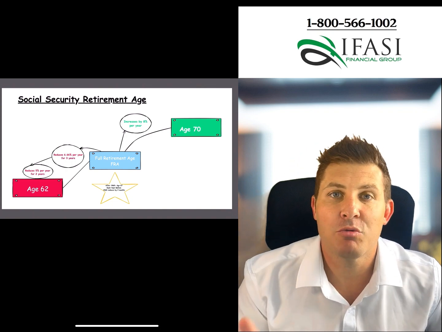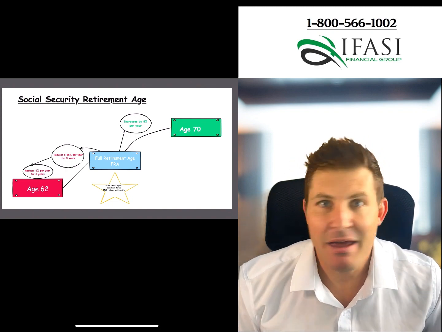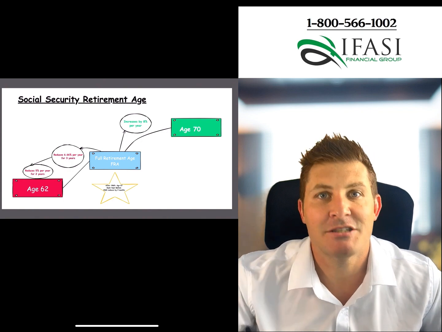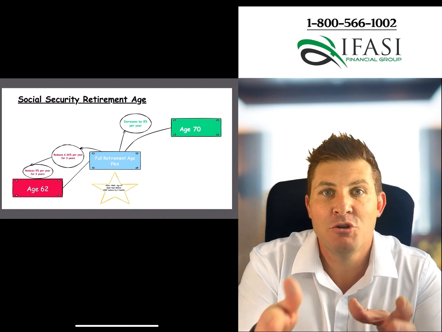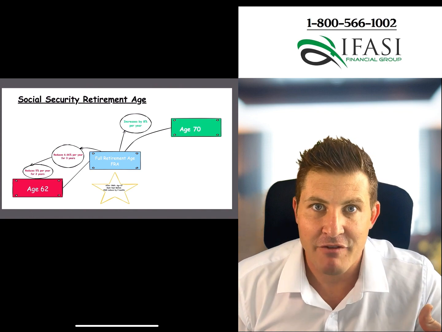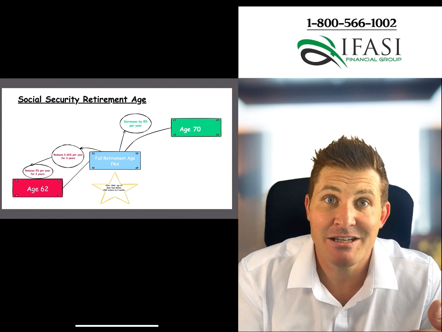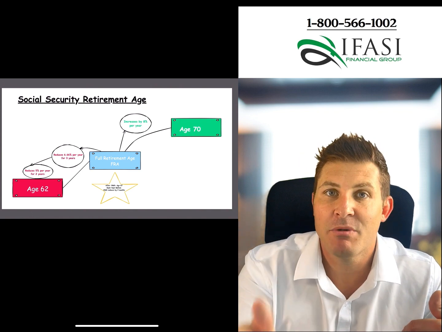When they hit their full retirement age, they could work and make 100, 200, 300 grand per year and still collect Social Security income. There's not going to be a change there off of those reduction of benefits. So the full retirement age is a nice sweet spot. That should really be the goal that somebody's trying to hit.